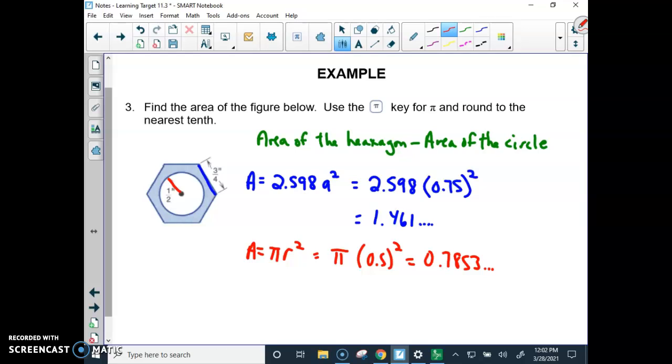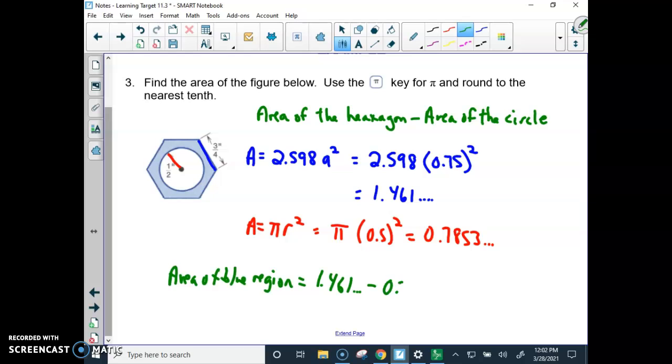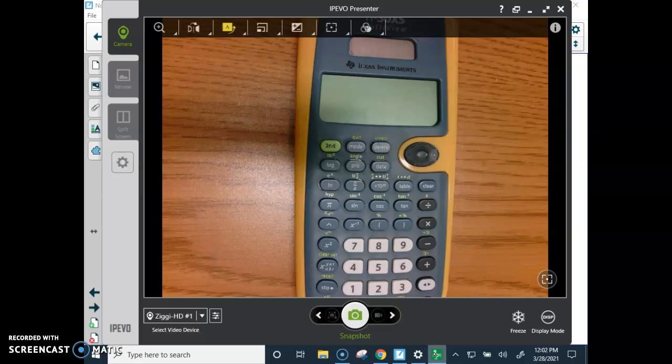Now, when you subtract these, and I probably should have gone over that, and I will now, you want to make sure you use the exact values that your calculator gives you. What we need to do to find our area is take the area of the blue region, which I'm writing in green, equal to 1.461 minus 0.7853. Now, I know some of you are going to say you'll just type that in, but you might get some rounding error. So let's take a look over here briefly at the calculator and show you how you can do this with minimal typing.